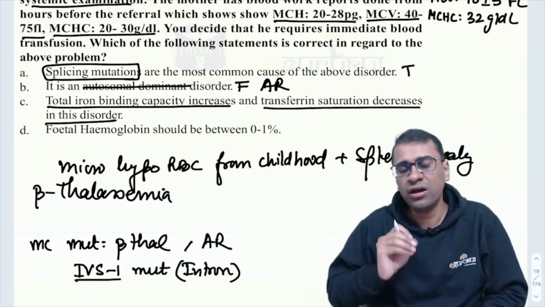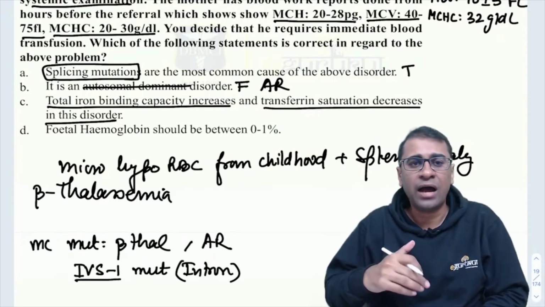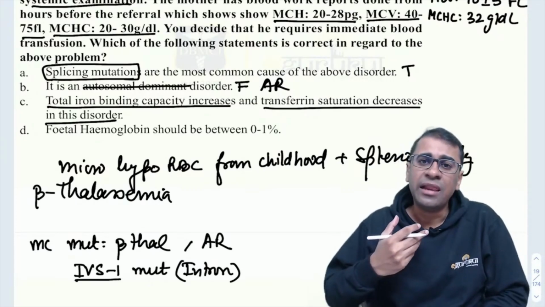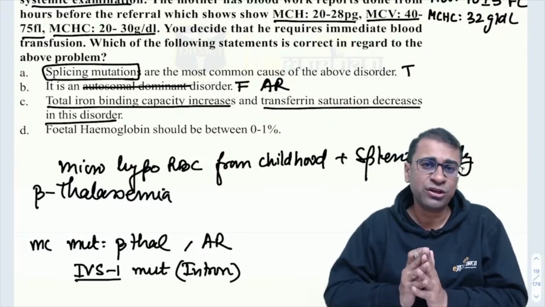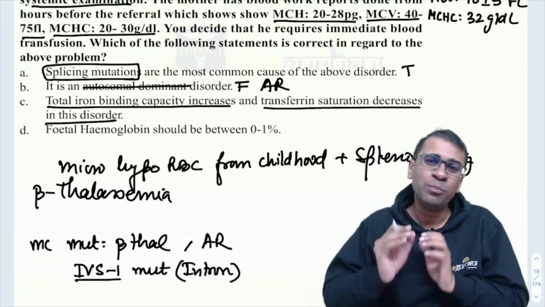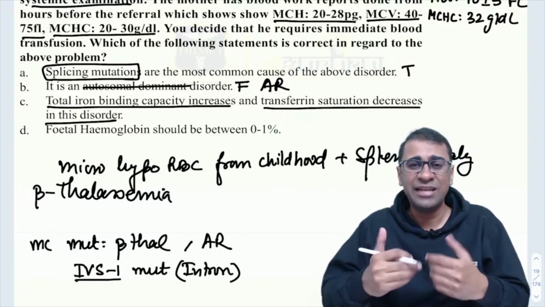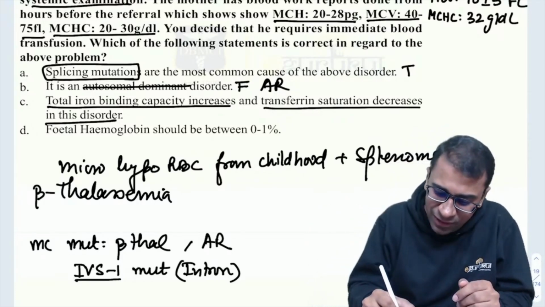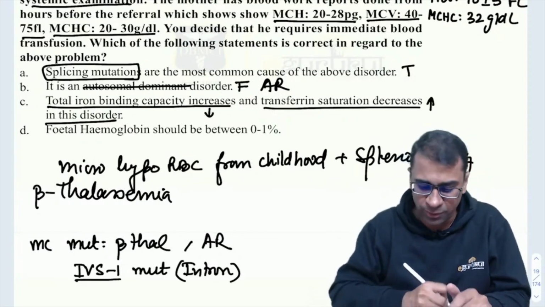In a patient who has thalassemia, they have more and more iron therapy given to them. Because of that, later on there is an iron overload. I hope you remember from pediatrics that in patients of thalassemia, you often give iron chelators. Why do you give them? To prevent the iron overload. You give deferoxamine, you give deferiprone. Why? Because these are iron chelators. And why do you have to give it? Because there's iron overload. So when there's iron overload, the TIBC will decrease and transferrin saturation will increase.